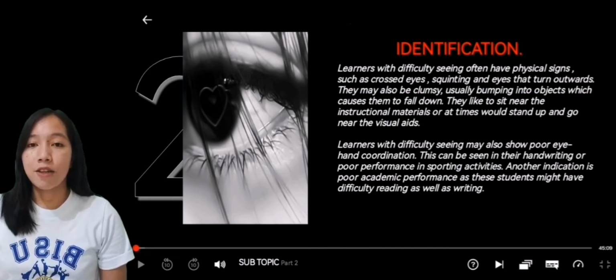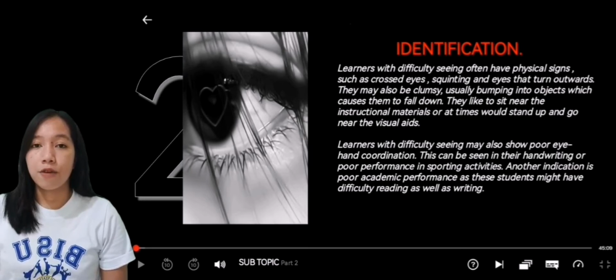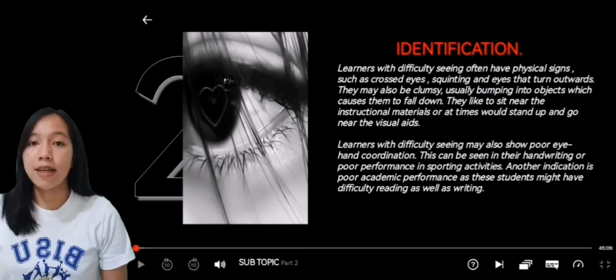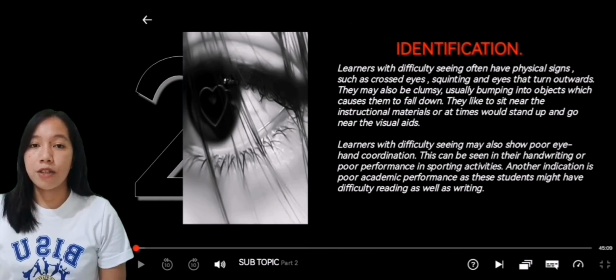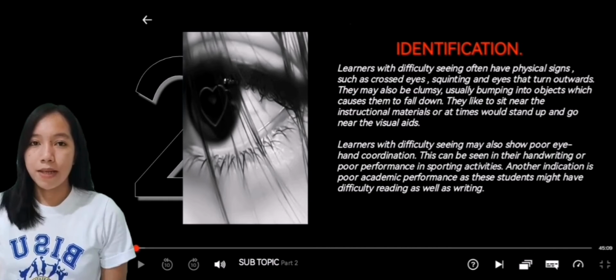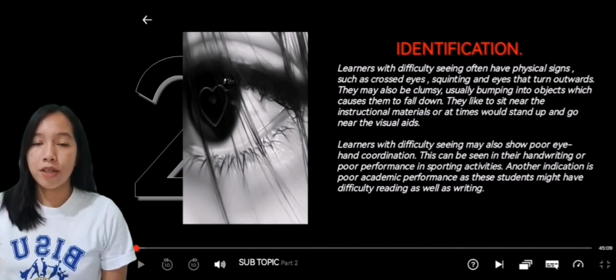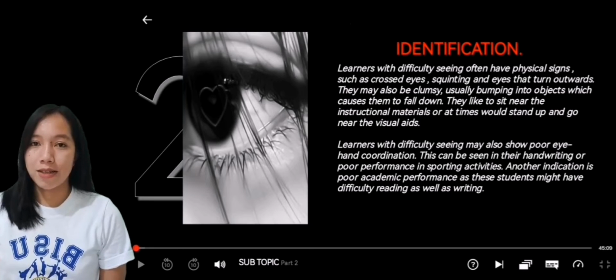Usually, this kind of learners sit in front to easily understand and see the writings of the instructional materials from their teachers. Now I am done discussing identification. Let us proceed to another reporter to discuss our next topic, which is learning characteristics.